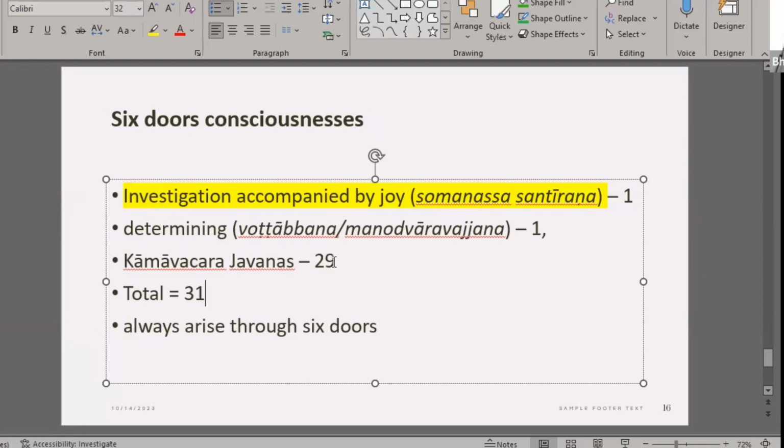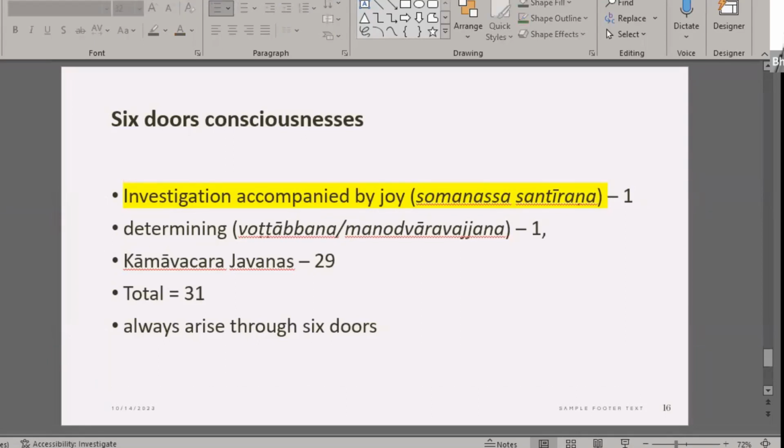That means they do not arise at once. One citta arises in a mind process only at one time. When we take the overall picture, how many cittas always arise through six doors? There are 31: 29 Kamavachara Javana, Manodvara Vajjana and Santirana. Altogether 31.